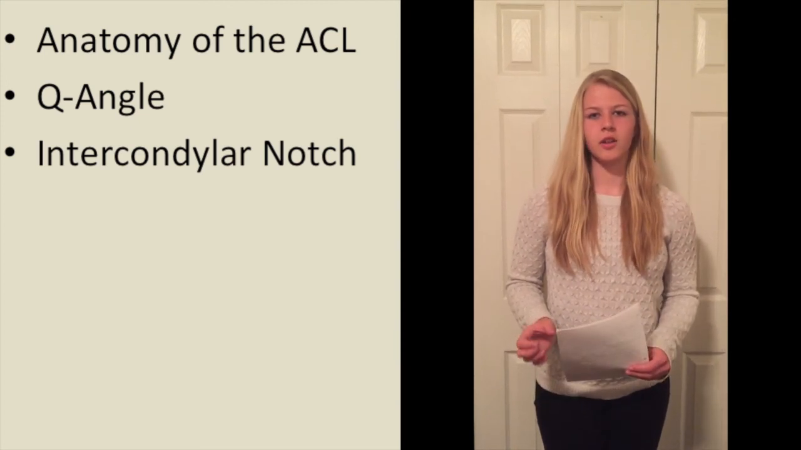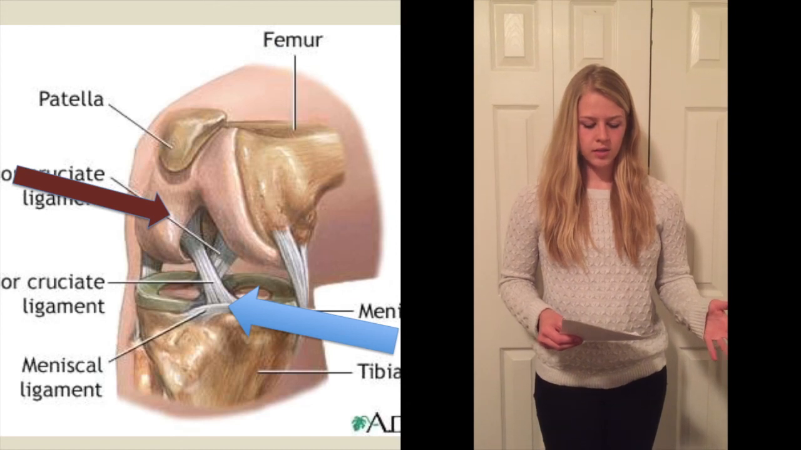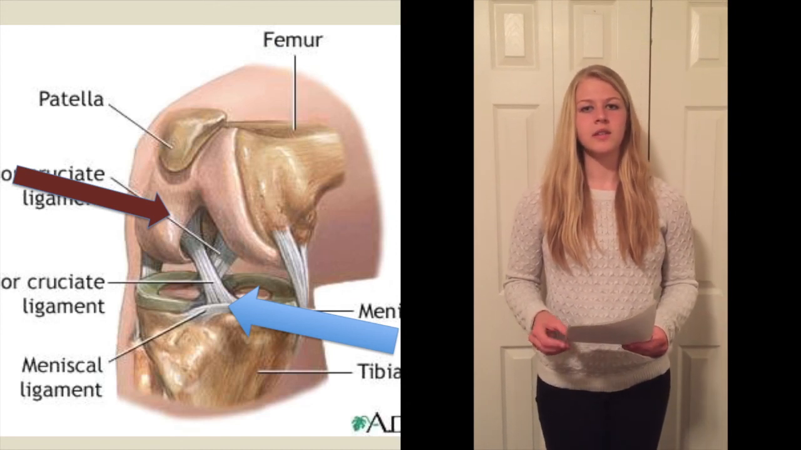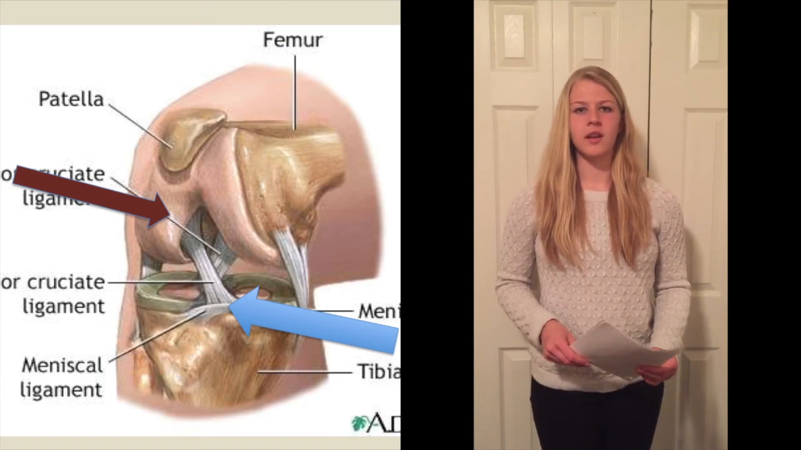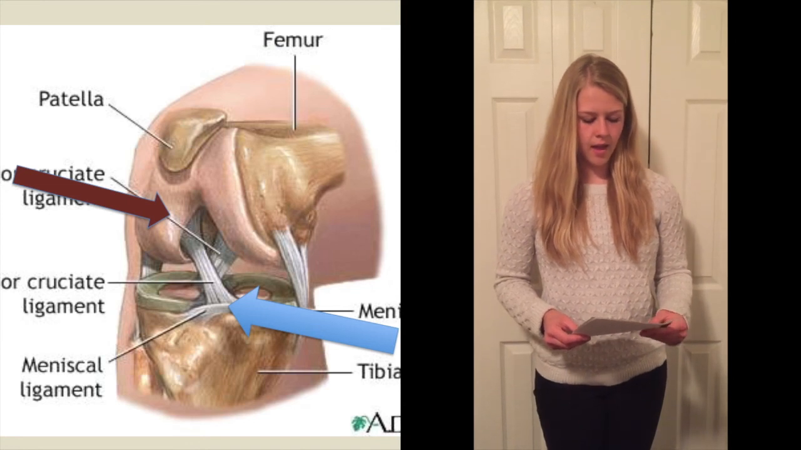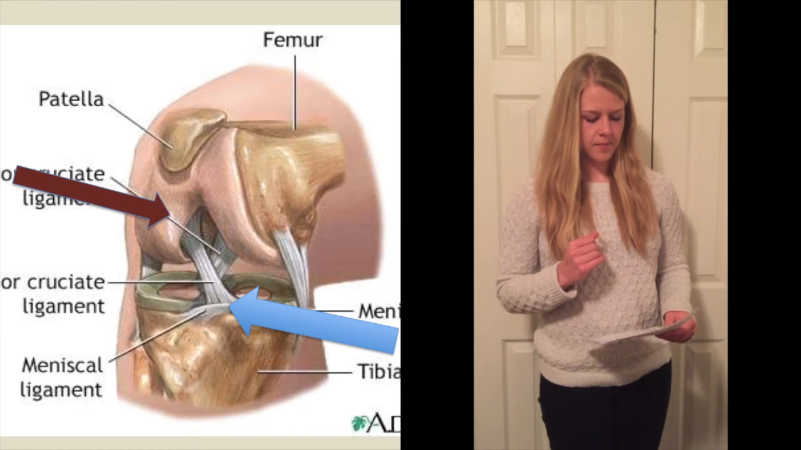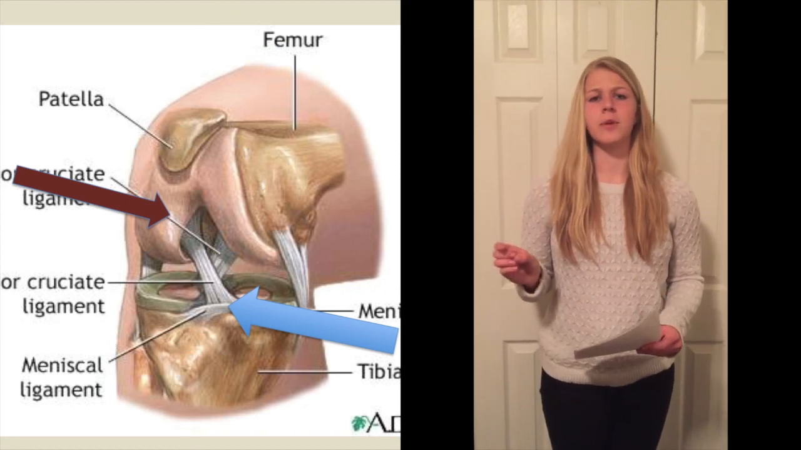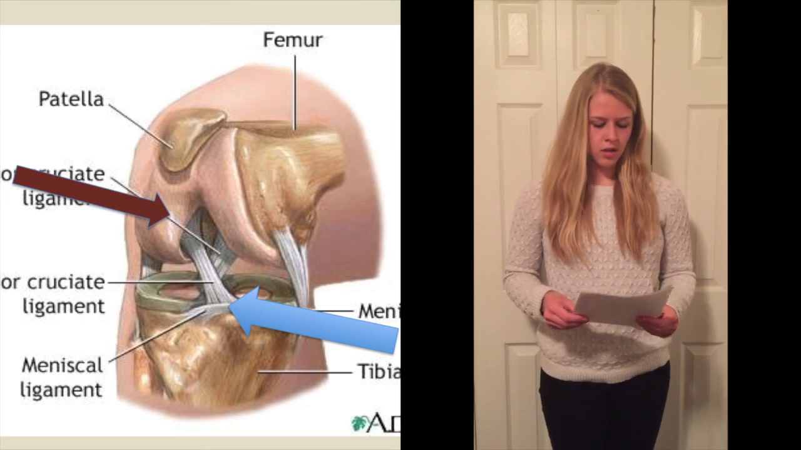So to start off, I'm going to talk a little bit about the anatomy of the ACL so that you can better understand those differences. So first off, the ACL is one of the 4 main ligaments in the knee, and its purpose is to stabilize the knee as we participate in athletics or just in everyday activities. And the ACL runs right through the center of the knee, and it connects the femur and the tibia, and these are labeled on the picture that you can see.